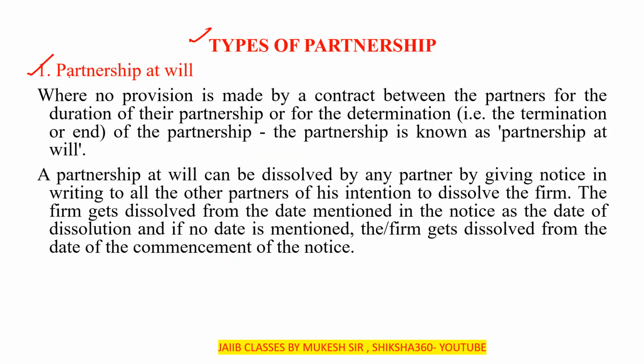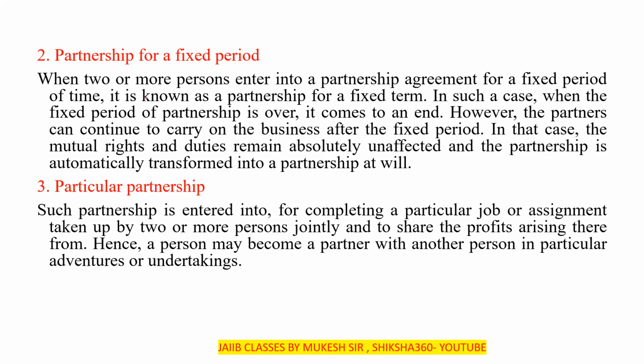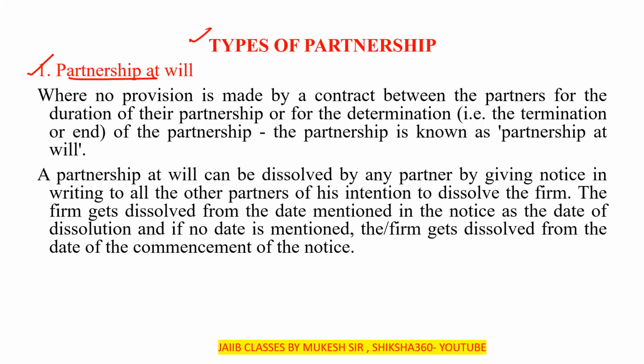The first one is a partnership at will. The second one is a partnership for a fixed period. The third one is a particular partnership. So let's understand all these points one by one.